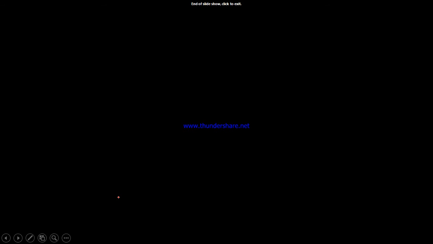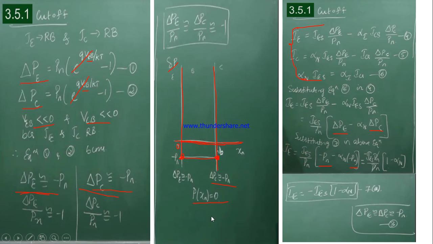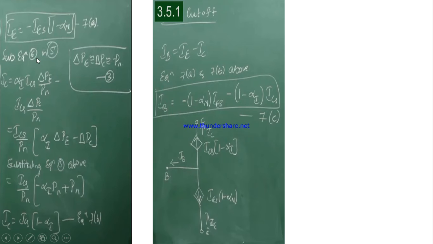So similarly, how we got the value of IE? Similarly, if we substitute alpha I ICS instead of alpha N IES in equation number 5, that is, substituting equation number 6 in equation number 5.